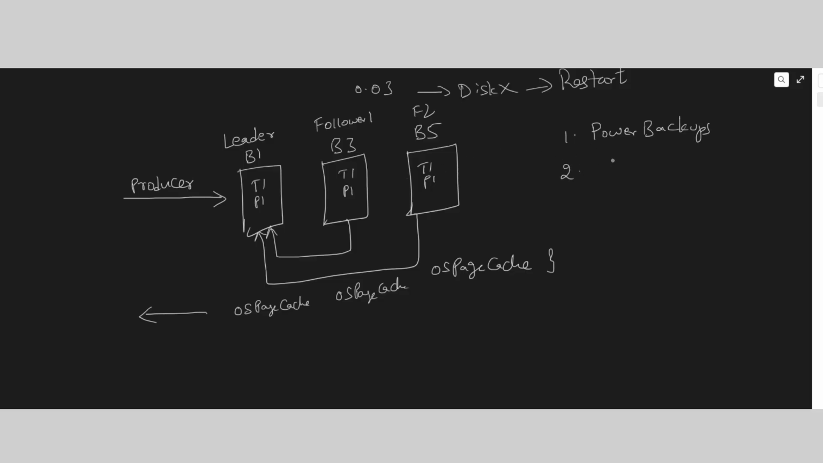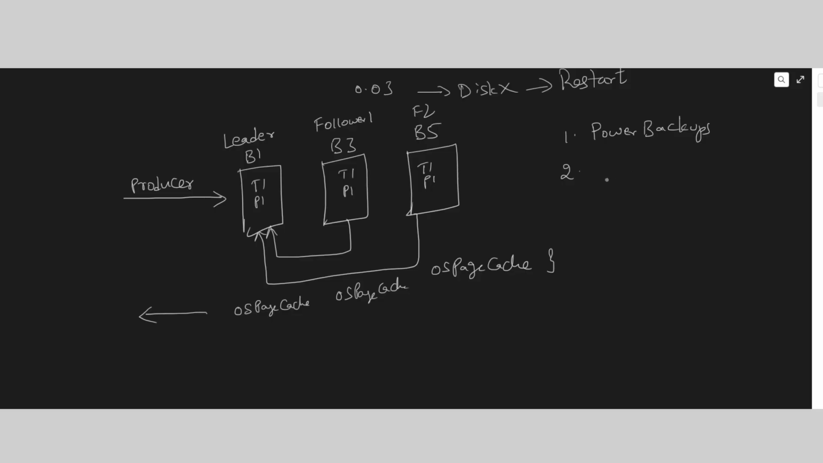You may say that maybe due to some calamity, all three servers are present in the same data center and there were some floods happening in the city. The whole data center has gone. So now all the servers are not accessible. So what should we do?